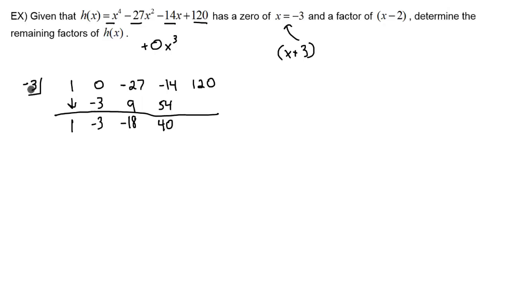I bring it back to negative 3. I do negative 3 times 40. I'm going to get a negative 120. Add these together, I get a 0, which was expected, and that's going to be my remainder. Now we got to come up with our quotient. Because our dividend was a degree of 4, I'm going to start with a degree of 3 here, so that's going to be a 1x cubed, and then a minus 3x squared minus 18x plus 40.